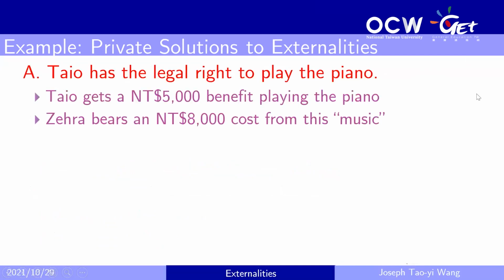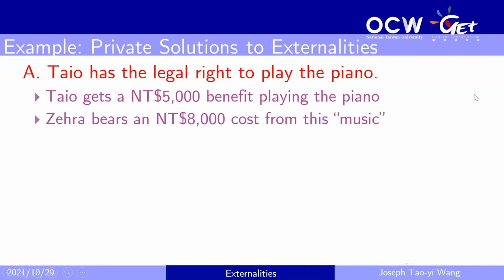So let's say there are two people in this problem. Tao likes to play the piano, but Zara has to bear the cost for this music, or noise, if you want. Suppose the first scenario: Tao has the legal right to play the piano. The benefit for Tao to play the piano is, say, 5,000 NT dollars. But the cost for Zara to bear this music is 8,000 NT dollars.